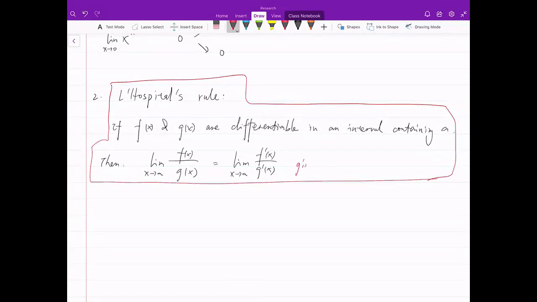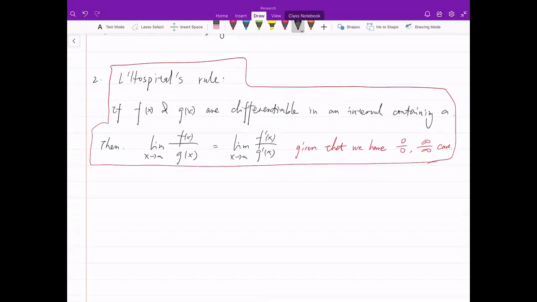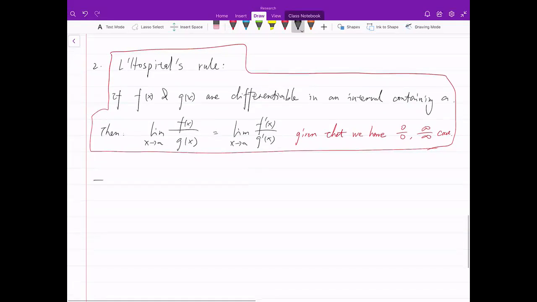Given that we have a 0 over 0 or infinity over infinity case. All right, let's talk about what it means. Number 1, this is pronounced L'Hopital, not L'Hospital. Okay, so whatever you have with this one, do not pronounce it in the wrong way.